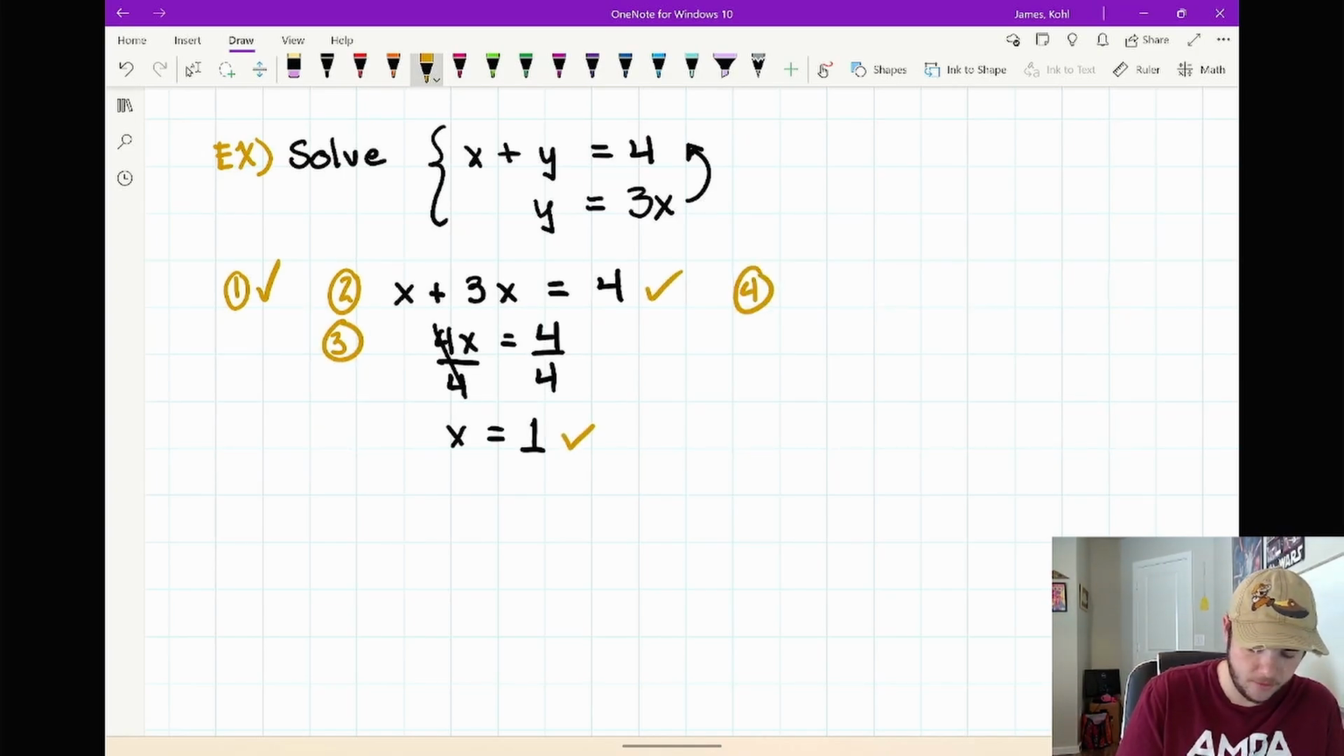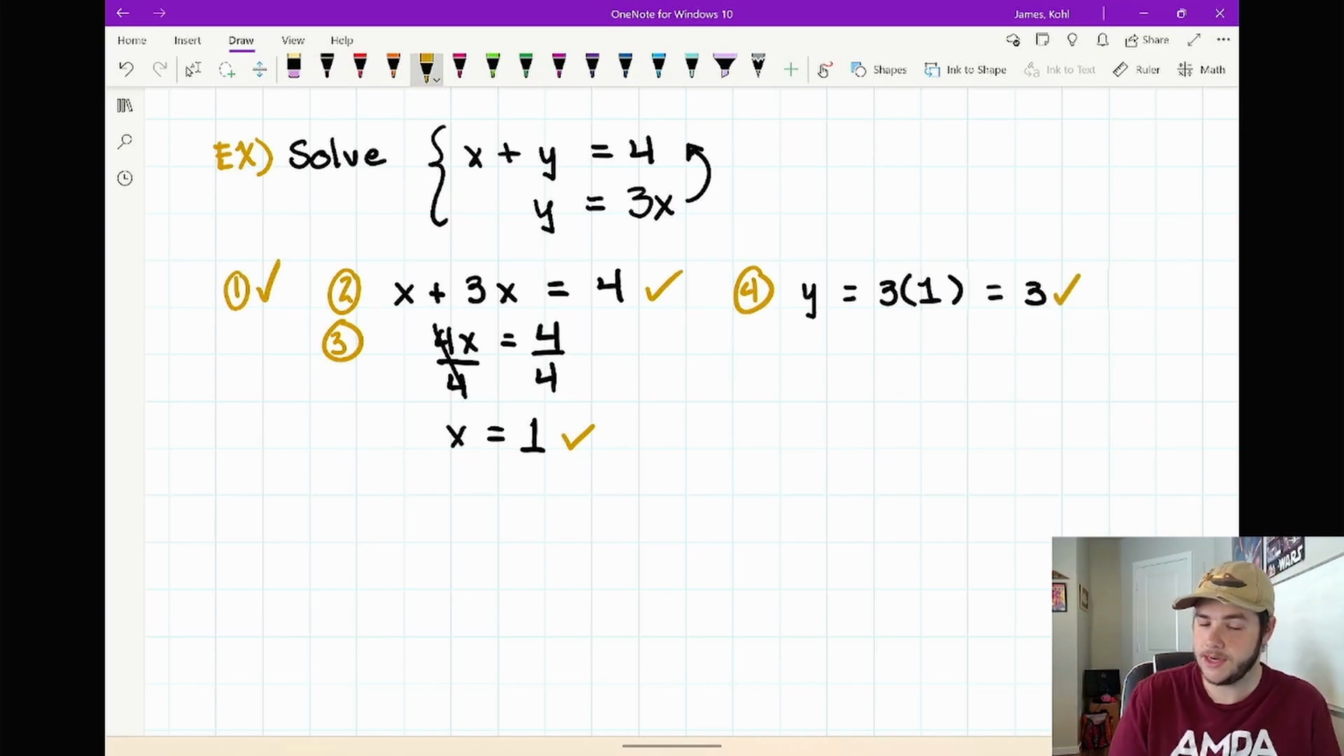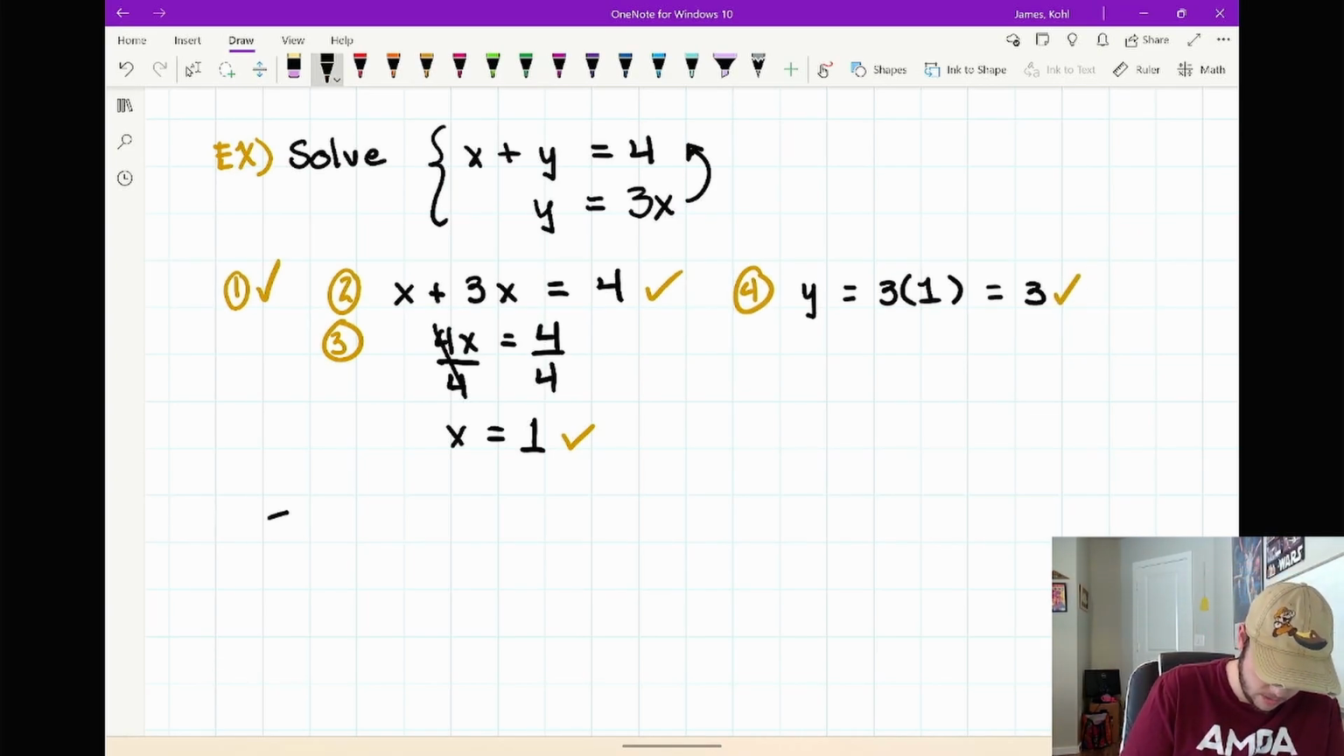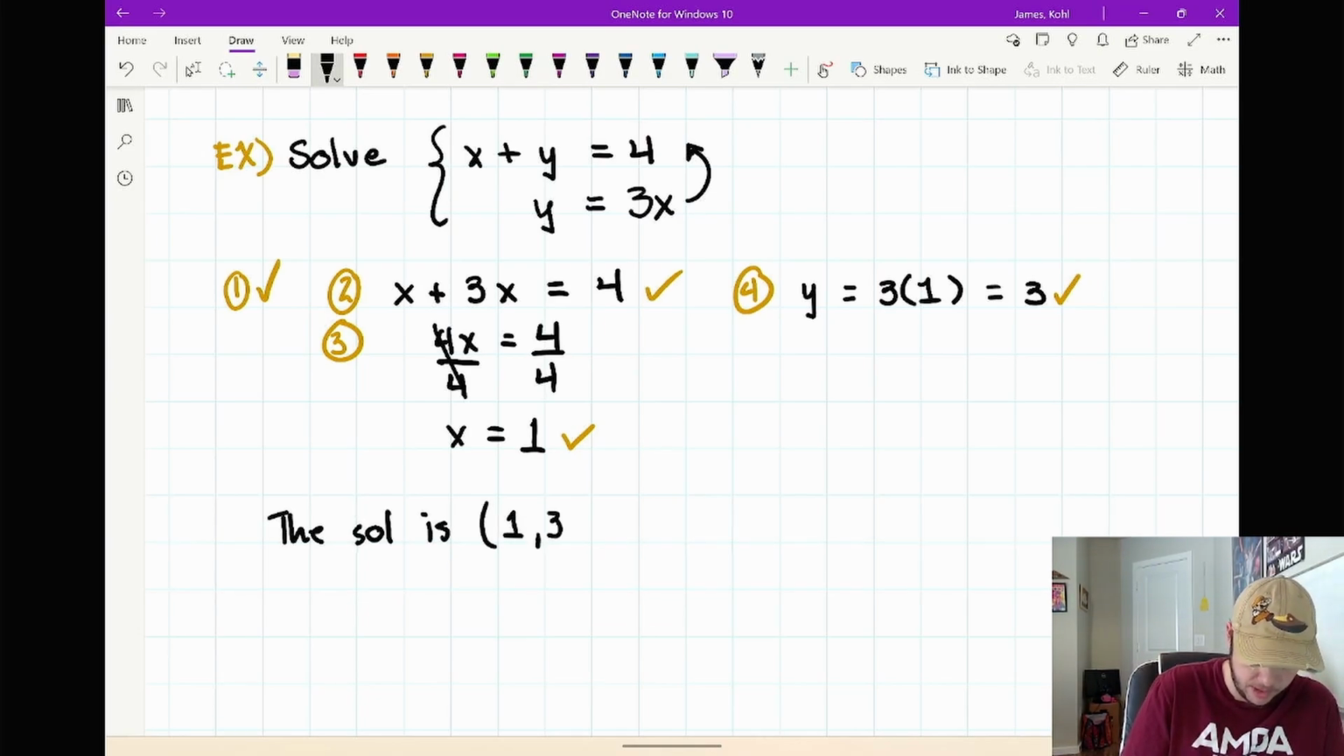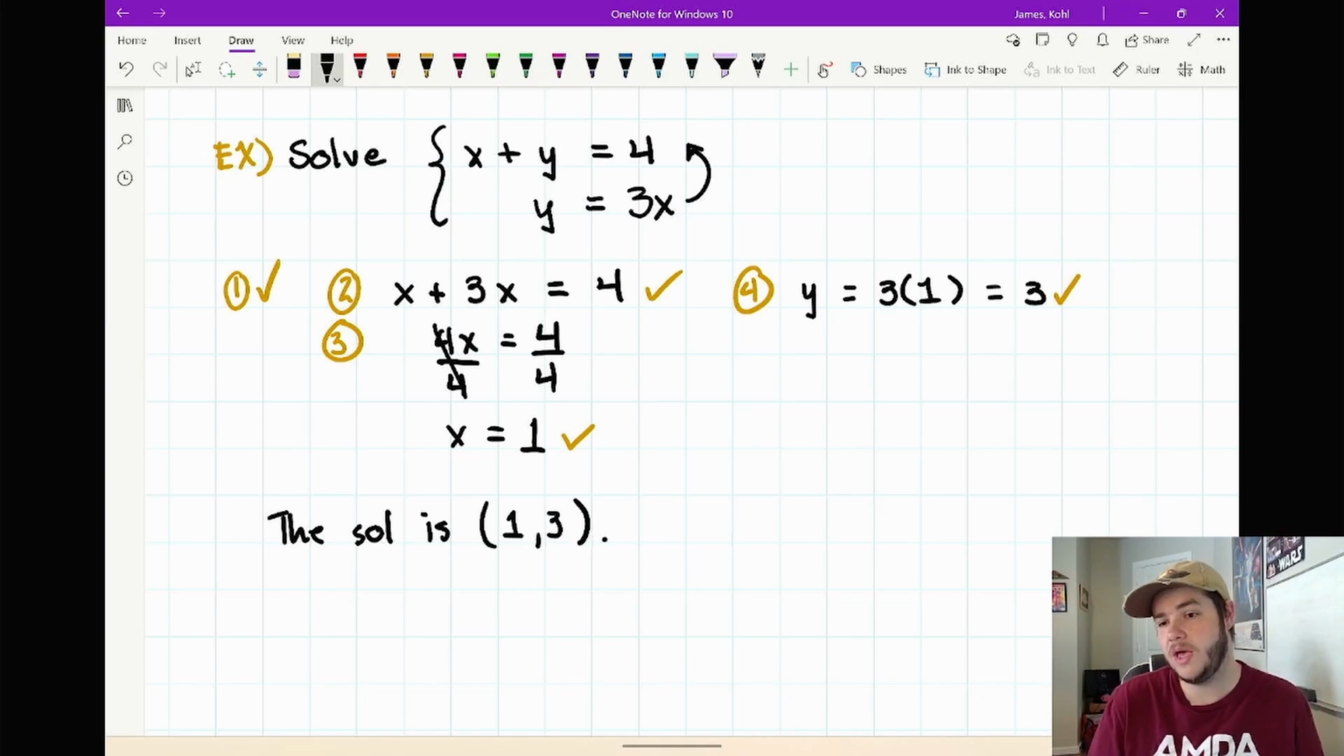Last but not least, step 4 is I'm going to plug this back in to one of my equations. I'm going to use the bottom one, y equals 3 times 1, to get me y equals 3. Check. All said and done, the solution to the system is the point 1, 3, or the ordered pair. Remember, you should have an ordered pair as your solutions.